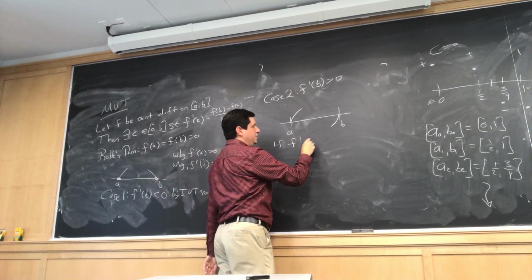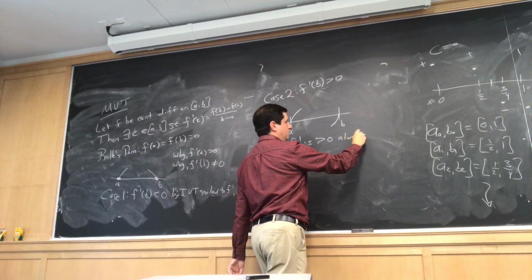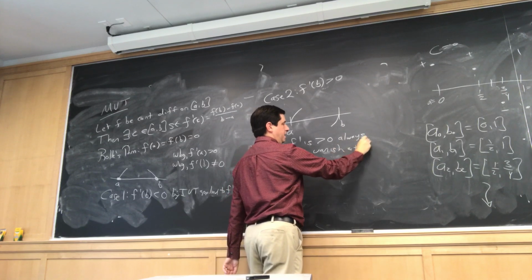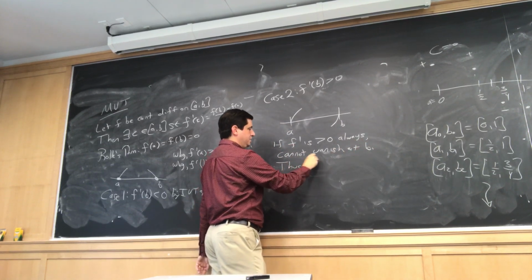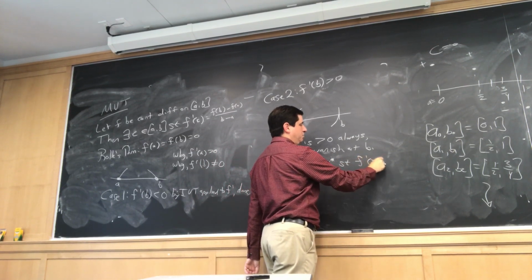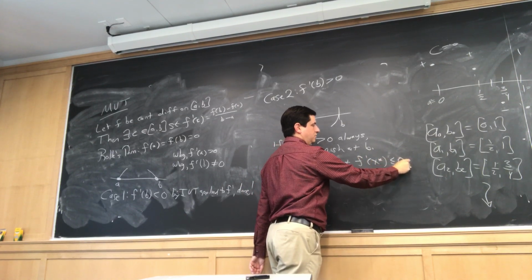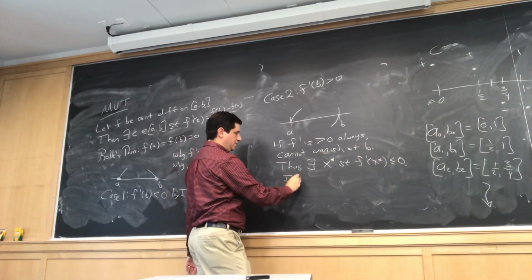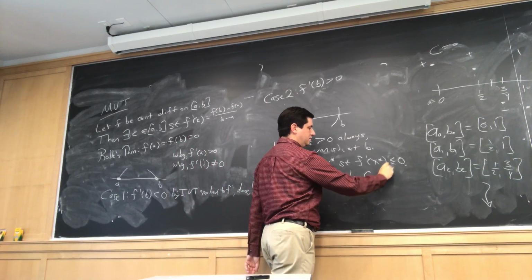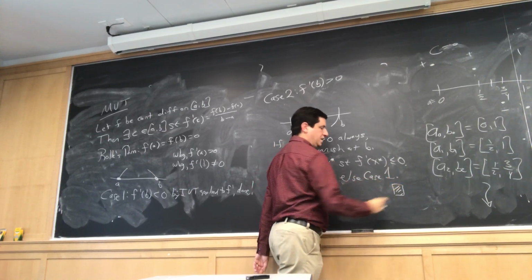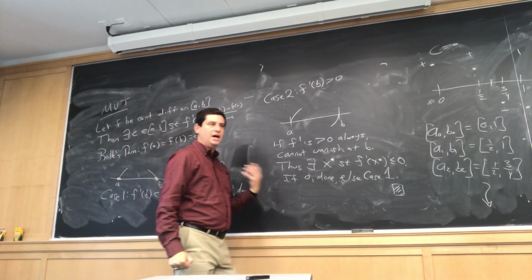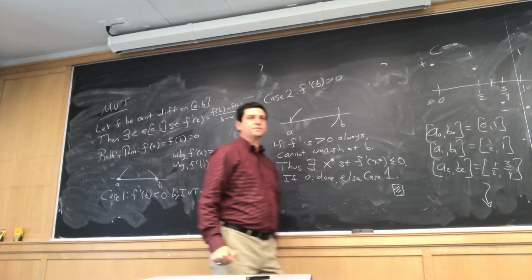If f prime is greater than 0 always, f cannot vanish at b. Thus there exists an x star such that f prime of x star is less than or equal to 0. If 0, done, else we're now back into case 1. And that finishes the proof. So it's good to see proofs of things like the IVT and the mean value theorem and see how you do it. Yes?